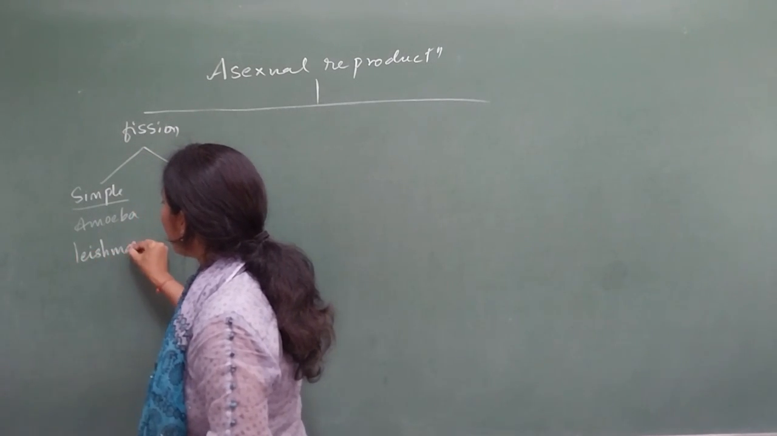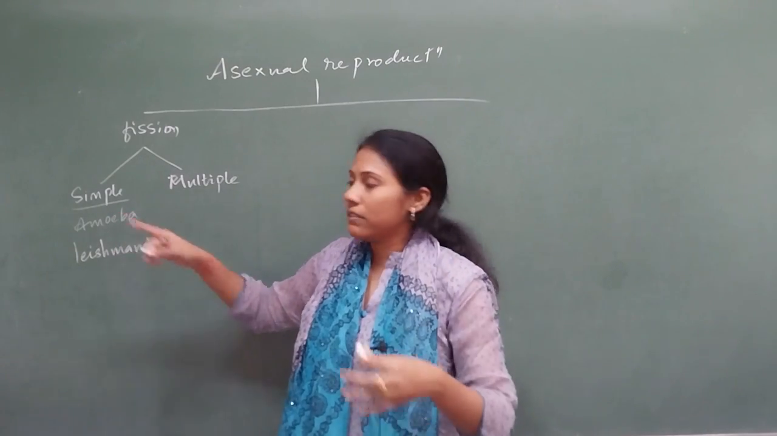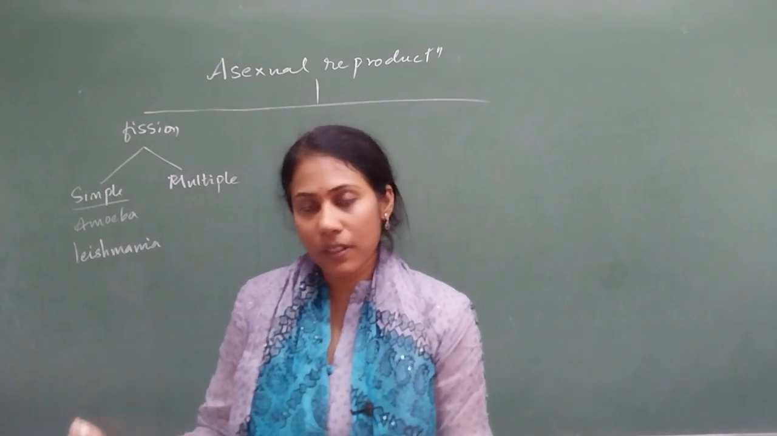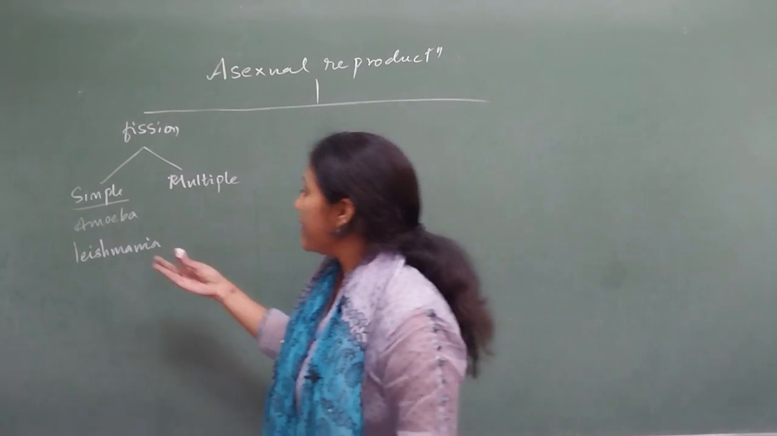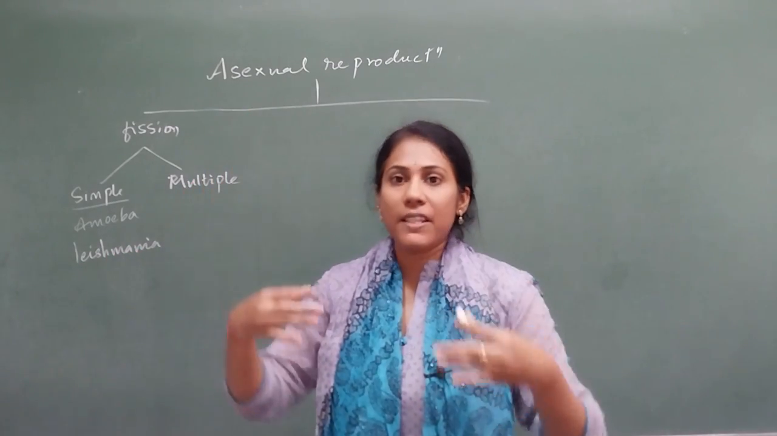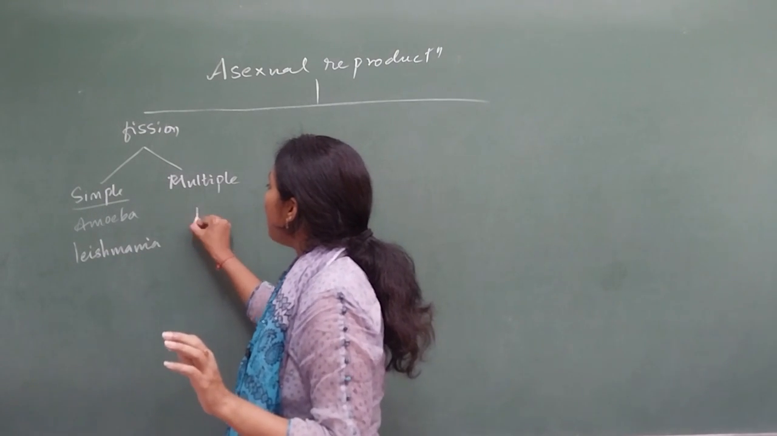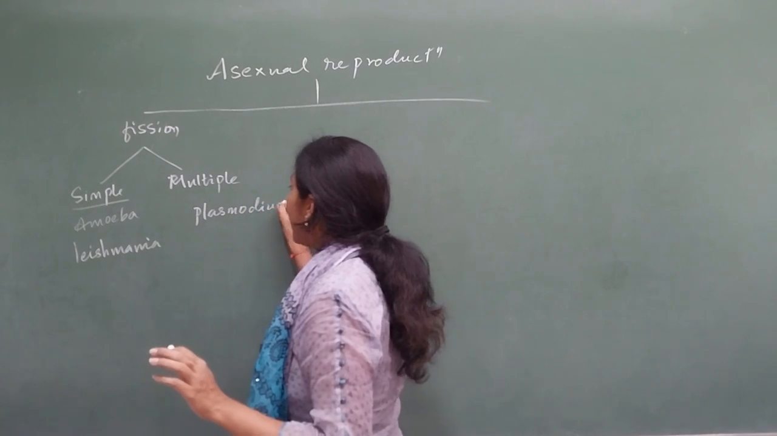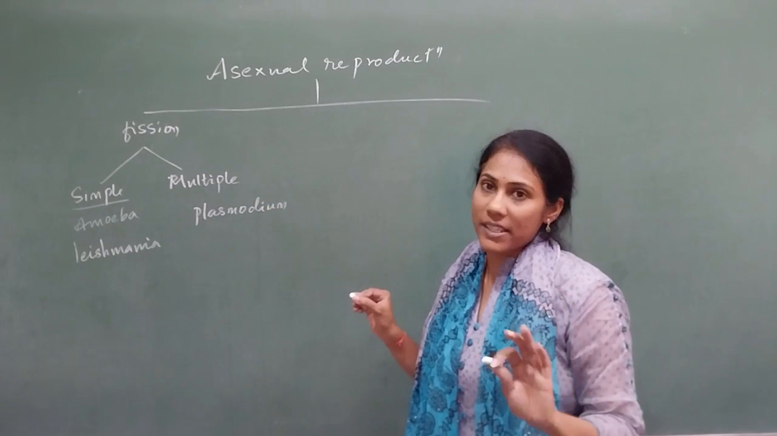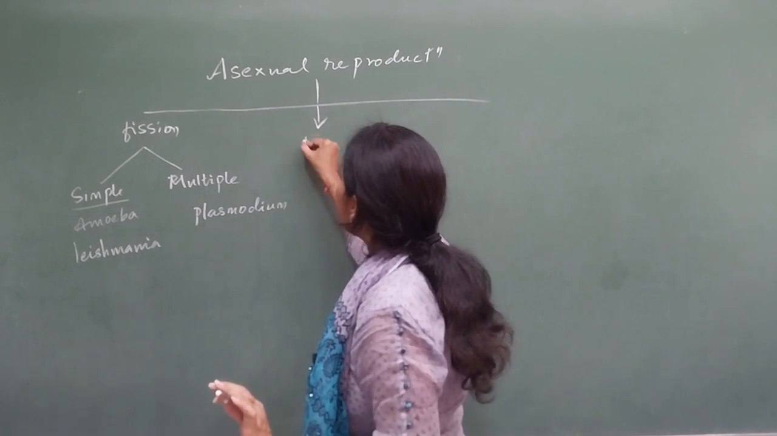Leishmania examples are very important. Amoeba, irregular splitting of parent takes place to give clones, whereas in leishmania splitting takes place in a particular direction, isn't it? Fine. And multiple fission, plasmodium you studied as an example. Examples are important, they'll ask you as multiple choice questions or 1 mark. Okay, so next you had seen fragmentation.